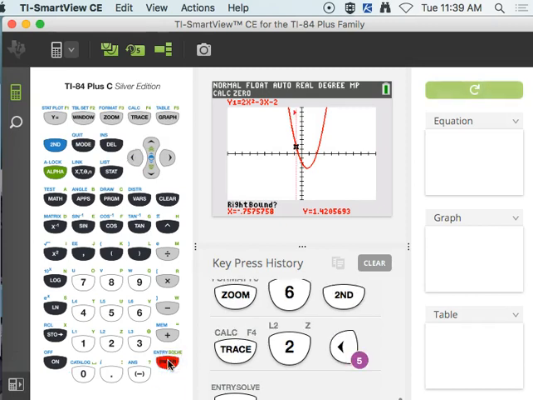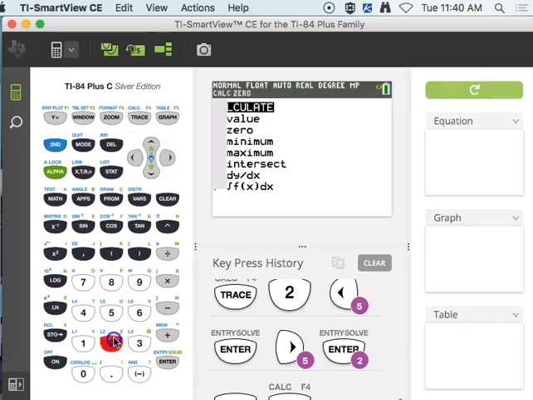I hit enter, and then I right arrow for a little while until I'm sure I'm below, and that's actually the right side of that intersection, and hit enter to guess. And that one says we are at (-1/2, 0). Cool. But we still need the other one. So second trace, number 2.